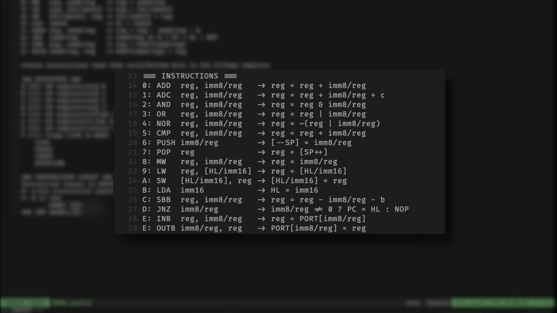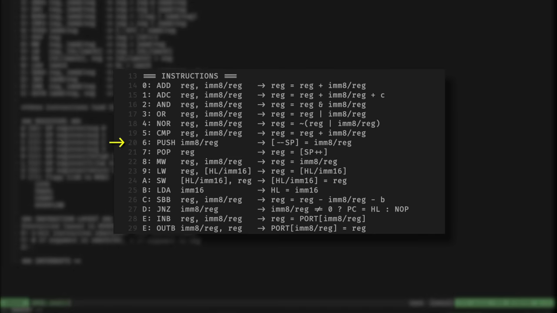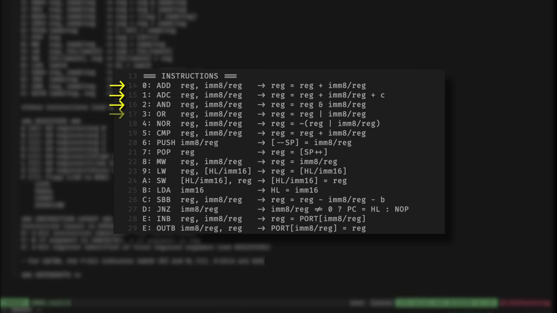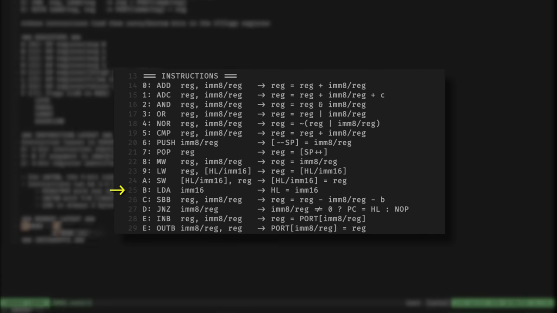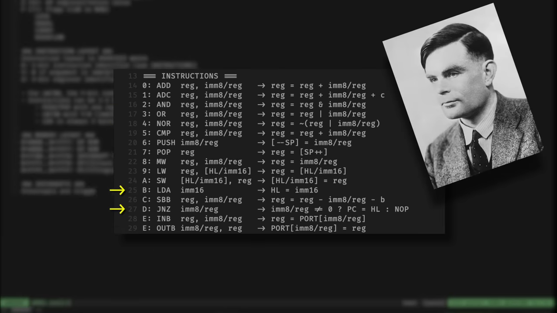Then we have our two standard stack manipulation operations, push and pop, and the rest are arithmetic operations, including add, add with carry, bitwise, and or and nor, compare and subtract with borrow. The final two were this special load address or LDA instruction, which takes 2 bytes into the H and L registers, and finally the all important jump if not zero or J and Z instruction that makes this baby Turing complete.